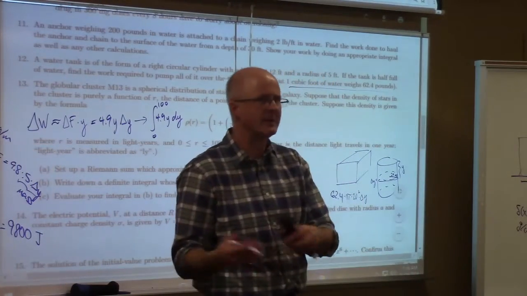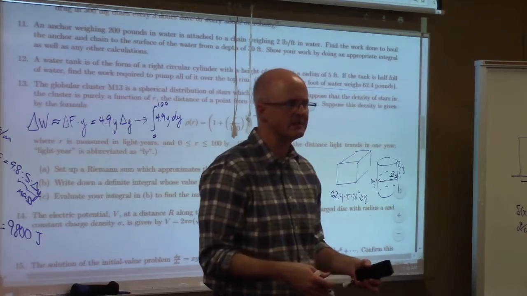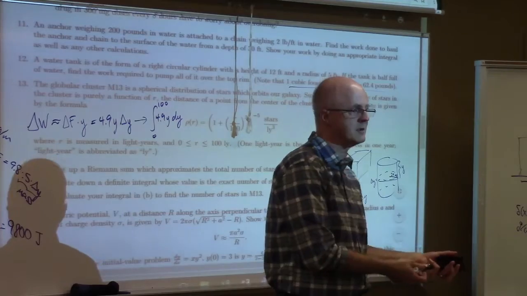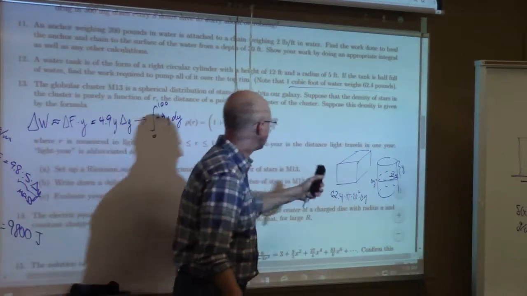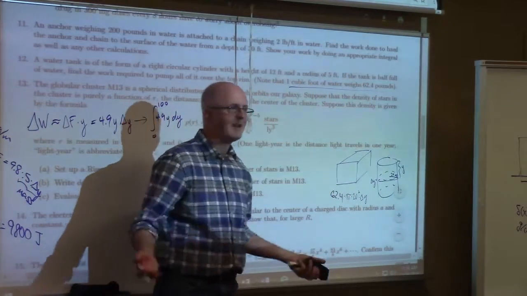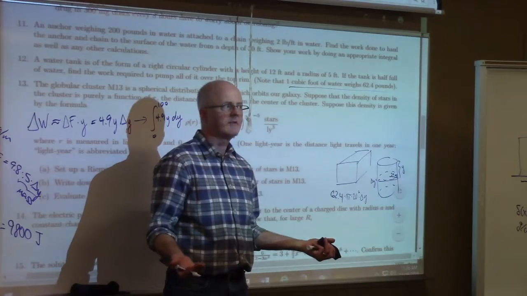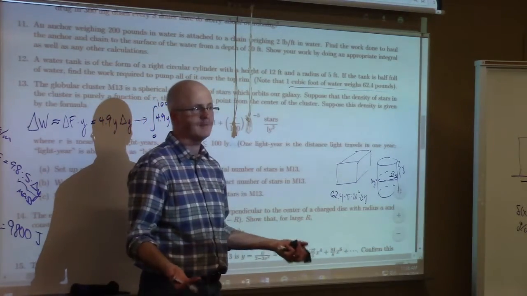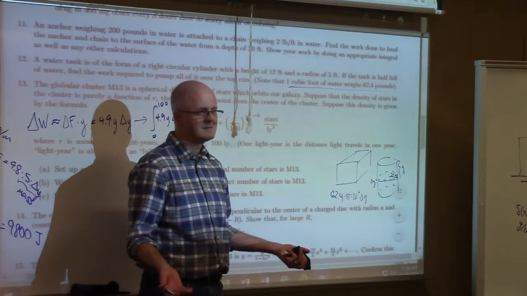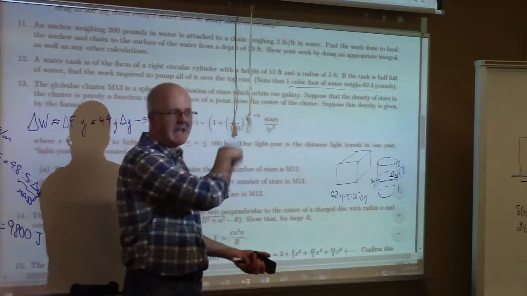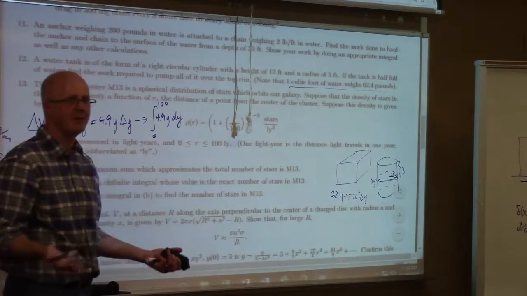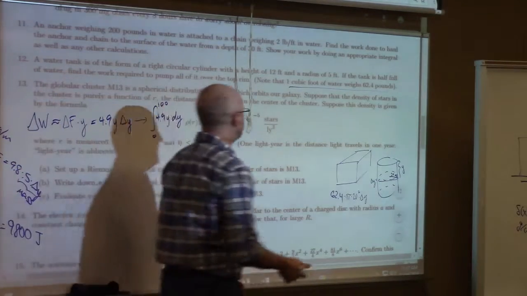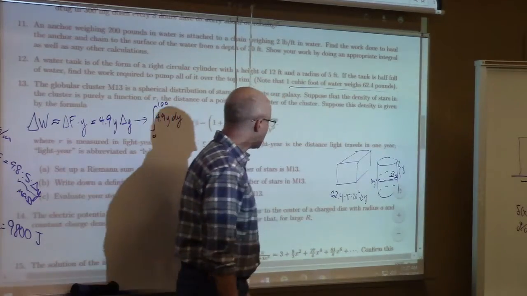g is 9.8 meters per second squared in SI units. It's about 32 feet per second squared in English units. But with the 62.4, that's already factored in. The acceleration due to gravity is already in that quantity because that's a weight density, not a mass density. So the English units are actually a little easier because you don't have to worry about g.